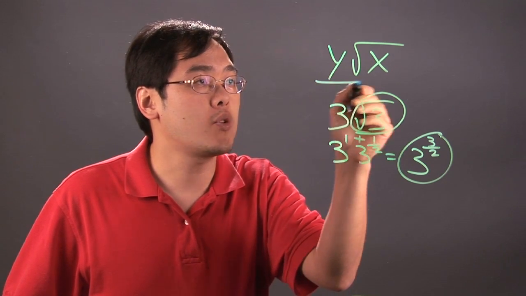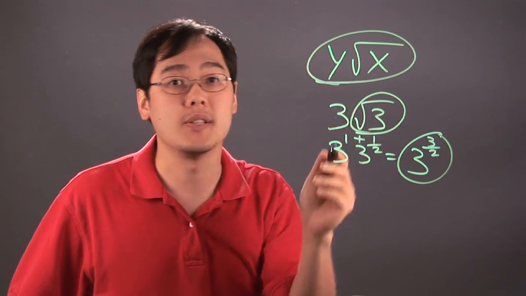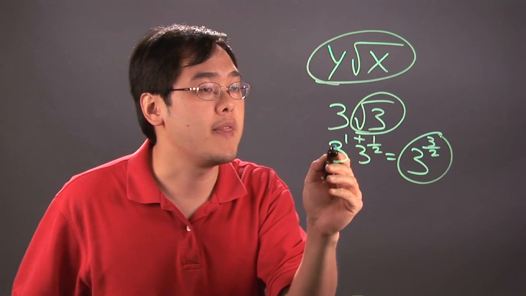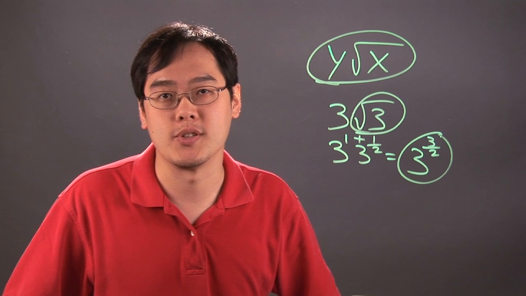So the moral of the story here is if you have different bases with square roots and bases, you leave it as it is, but if they're the same, then you rewrite the square root as an exponent, and then you use the properties to go from there.